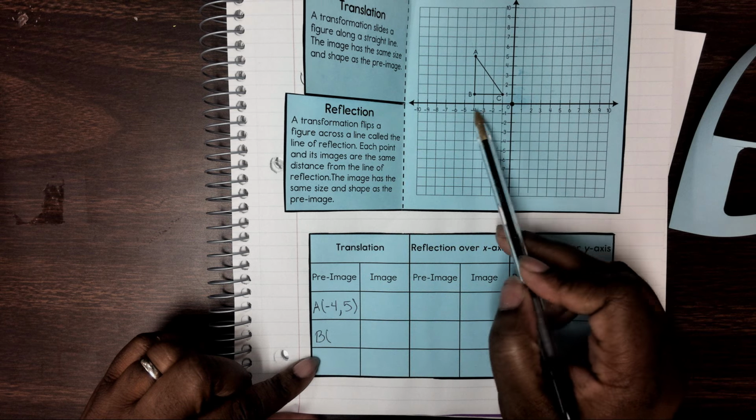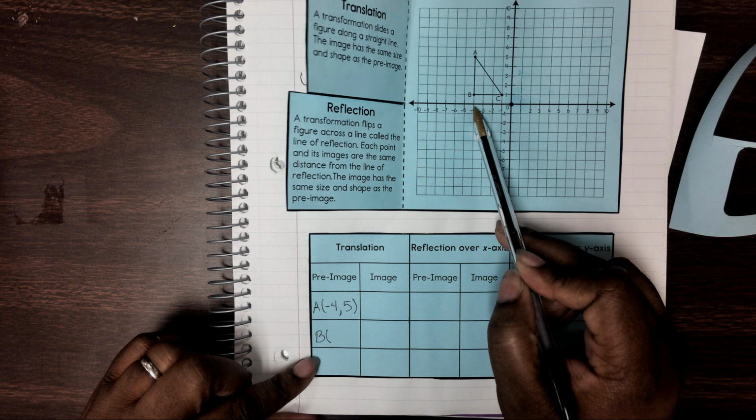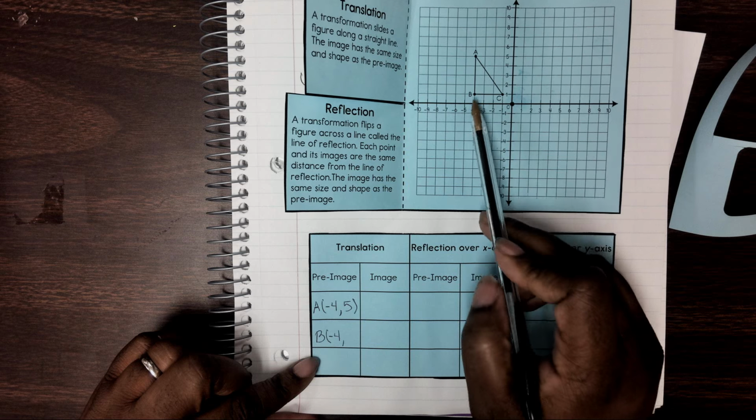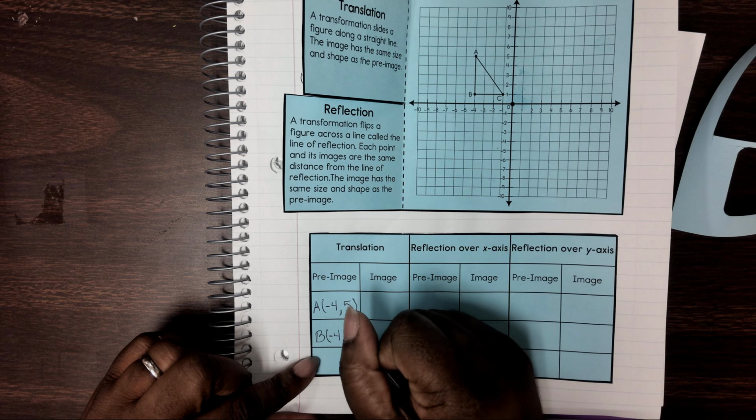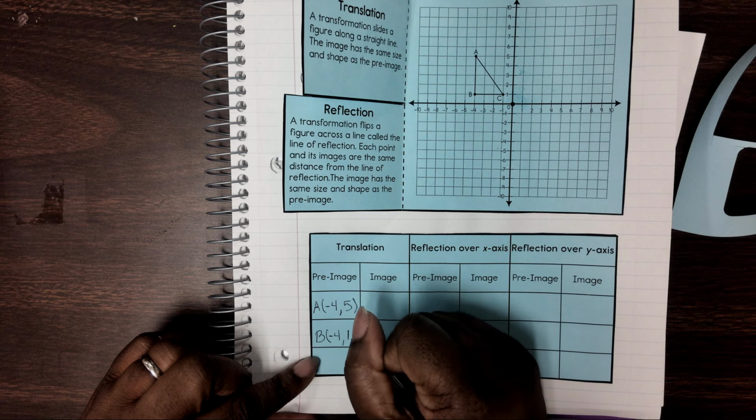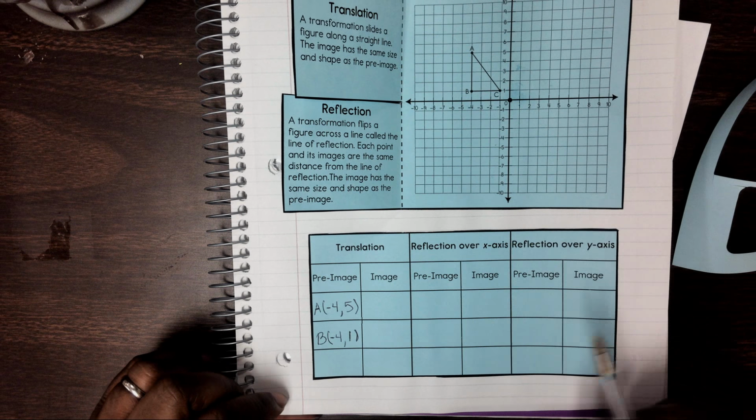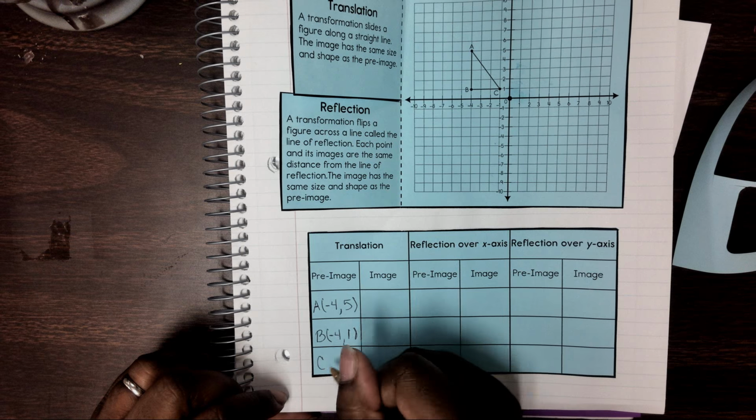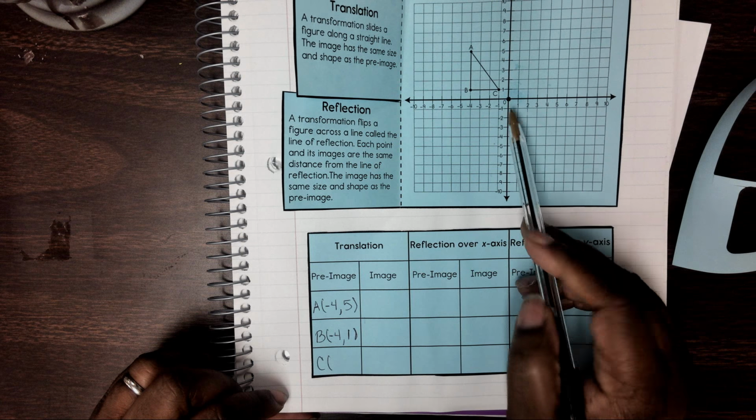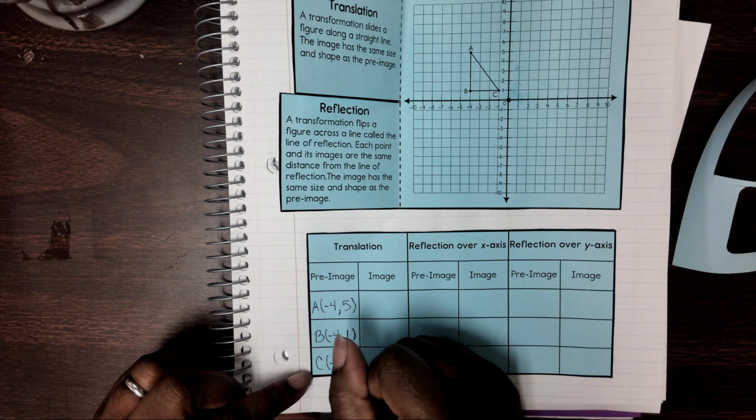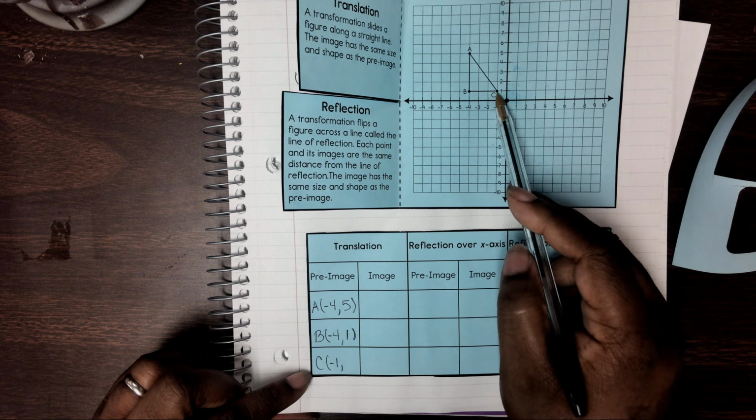B is at -4, comma, 1. Lastly, point C is over at -1, comma, +1.